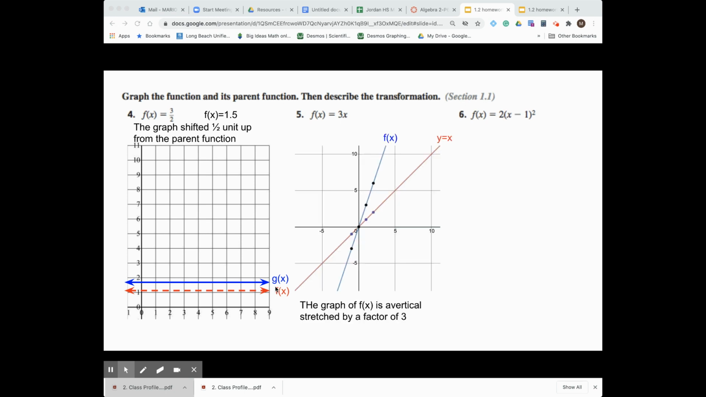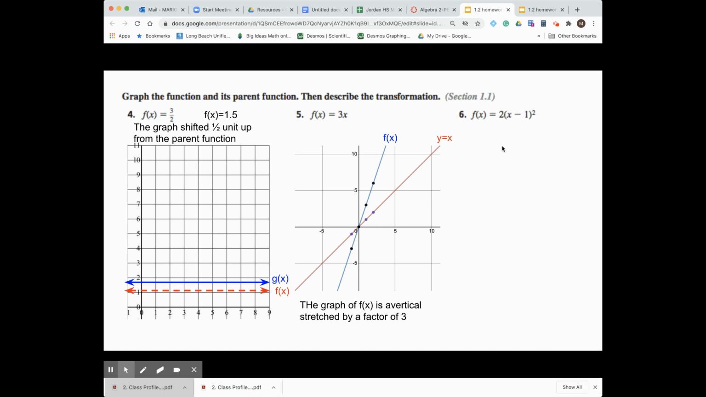unit. For number 5 here, y equals x, the parent function is y equals x, which is the red line indicated here. And for the f of x here, that is the transformation. So I put right here the graph of f of x is a vertical stretch by a factor of 3, meaning the x values are being multiplied by 3.